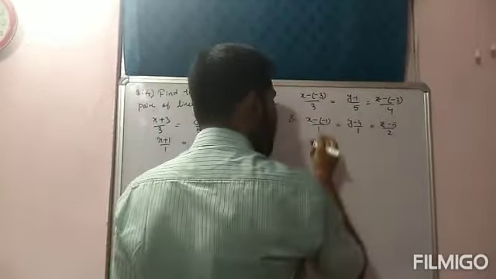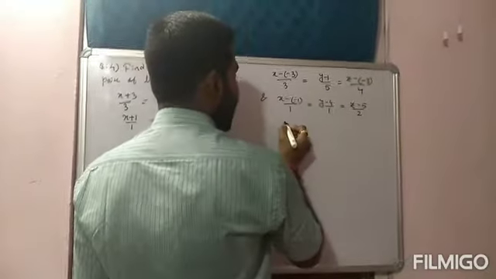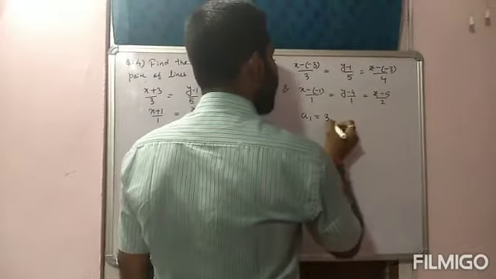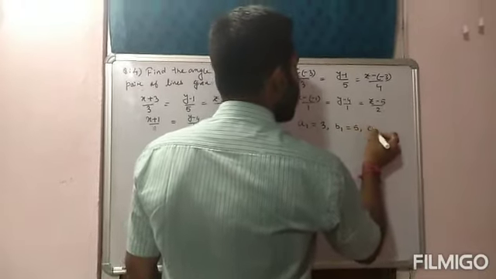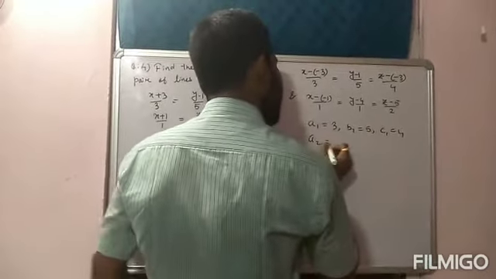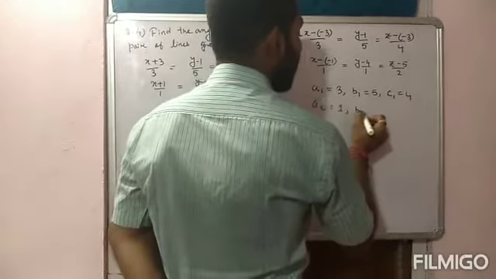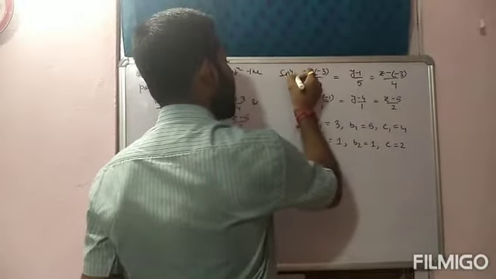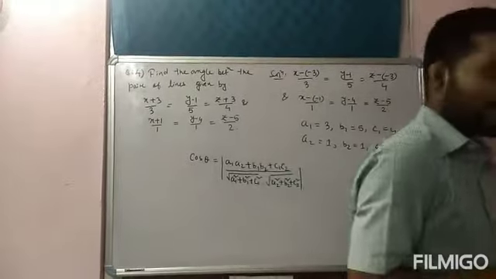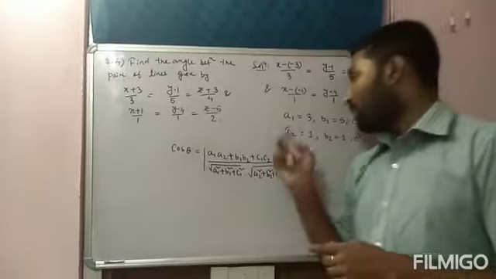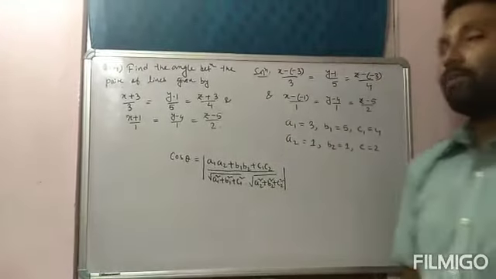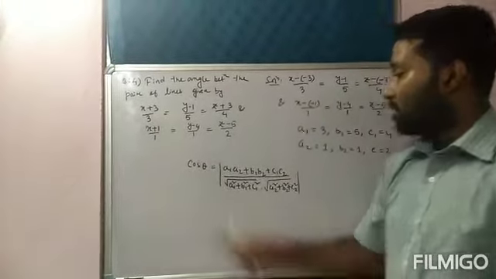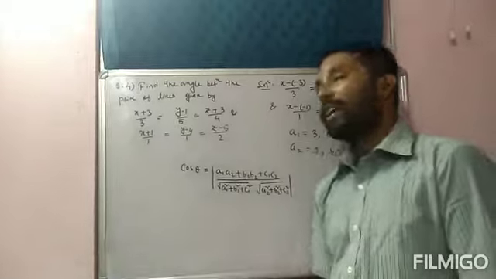Now if you compare the first equation with the standard Cartesian form, then the direction ratios a1, b1, c1: a1 is 3, b1 is 5, c1 is 4. Similarly, from the second equation we can find a2, b2, c2: a2 is 1, b2 is also 1, c2 is 2. Compare the given equations with the standard Cartesian form to find the values of a1, b1, c1 and a2, b2, c2. These are nothing but the direction ratios of these two lines. Why do we need these values? So that we can put them in this formula to get the value of theta.